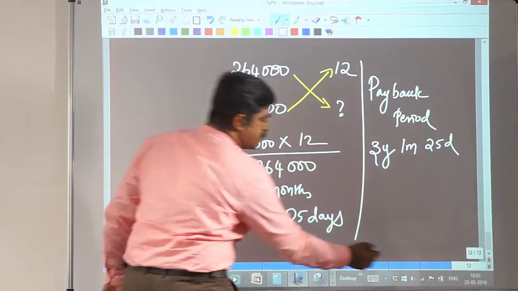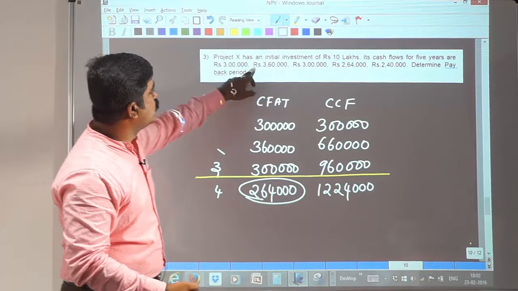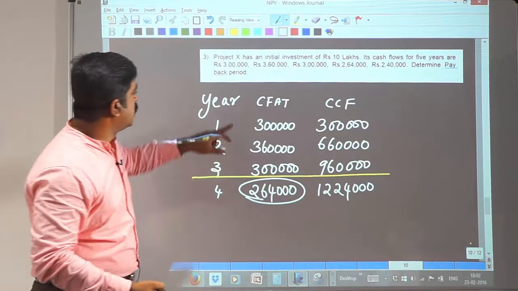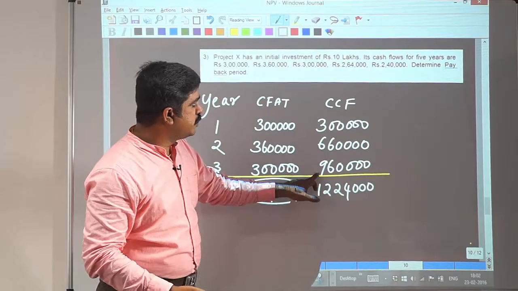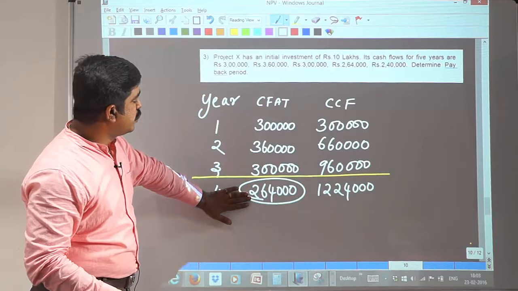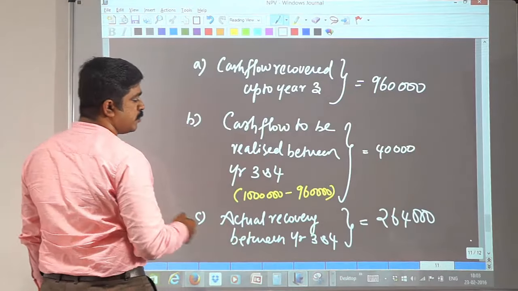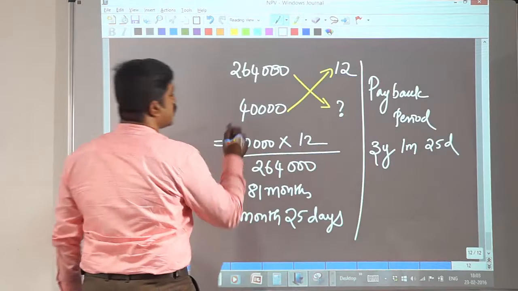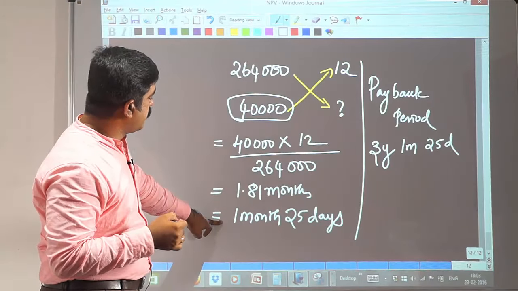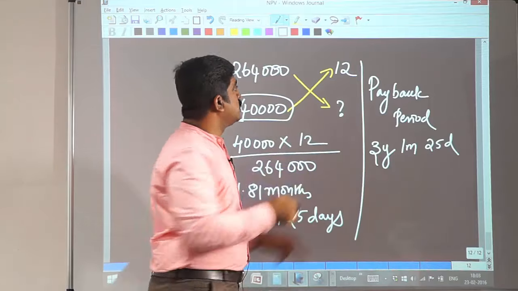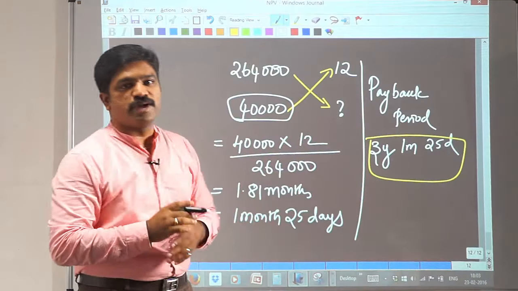Let us just cross check. We have calculated the cash flows. Year 1, 2, 3, 4, 5 cash flows are available. Year 1 3 lakh, year 2 3,60,000, year 3 3 lakh. When we added them, it was 9,60,000. Year 4 it was 2,64,000, which was recovered over a period of 12 months. What we are concerned about is only the remaining 40,000. 40,000 can be recovered over a period of 1 month and 25 days. So the actual payback period is 3 years, 1 month and 25 days.